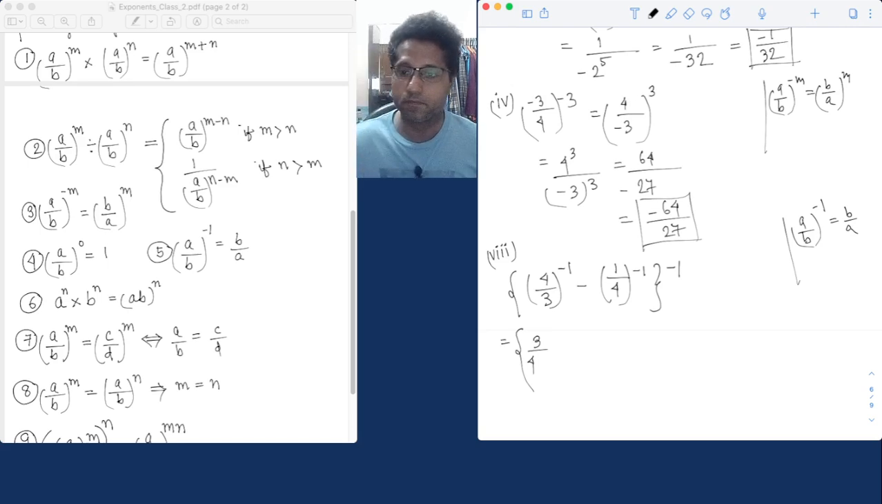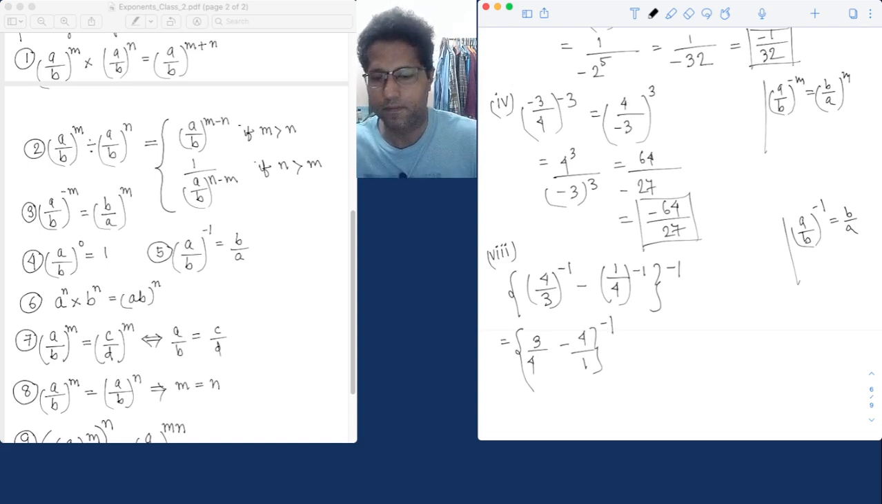So a by b raised to the power minus 1 means the reciprocal of the rational number a by b, which is b by a. So 4 by 3 raised to the power minus 1 is 3 by 4. And the second one, it is the same thing, 1 by 4 raised to the power minus 1 means the reciprocal of 1 by 4, which is 4 by 1. Okay, and we have the power minus 1.